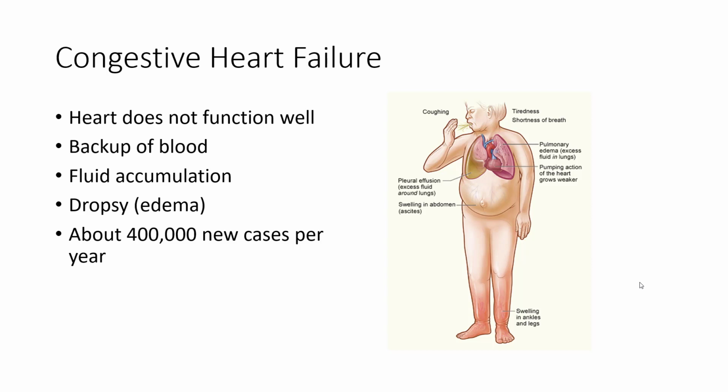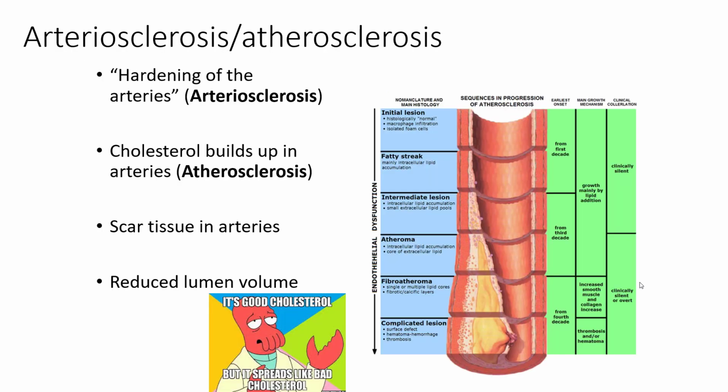And this causes a backup of blood, which causes the accumulation of fluids in the lymphatic system. So we're not covering it in depth right now, but the lymphatic system brings fluids back because fluids can come out of the arteries and veins. They're supposed to. And here, there's too much fluid coming out, causing swelling in the ankles, excess fluid in the lungs, which causes coughing, and can cause swelling in the abdomen as well, which is colloquially known as dropsy, this edema in the abdomen. And there are about 400,000 cases per year.